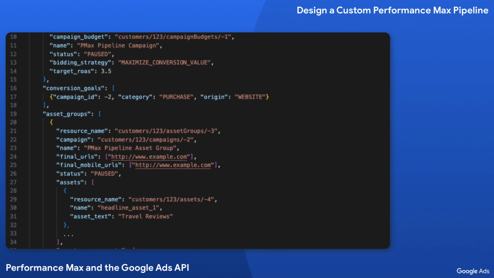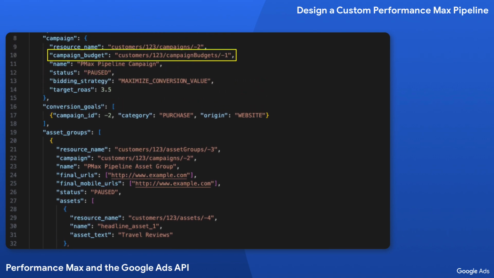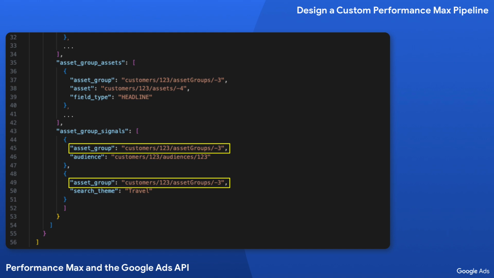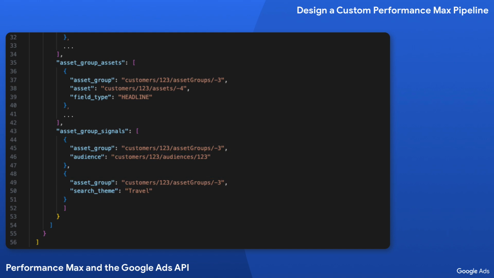To that end, you'll see campaign now has a campaign budget field. Each of the asset groups now has a campaign field. Each of the asset group assets have asset and asset group fields. And finally, the asset group signals each have an asset group field. Wow, that was a mouthful. Each of the fields I just mentioned will be populated with the temporary resource name of the corresponding resource.